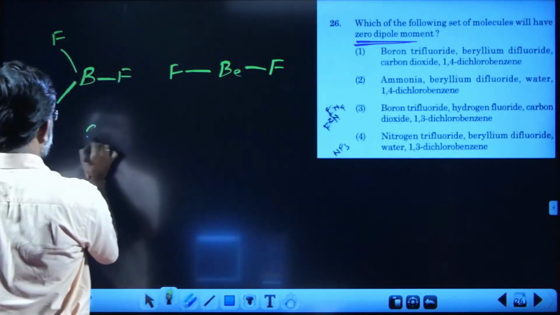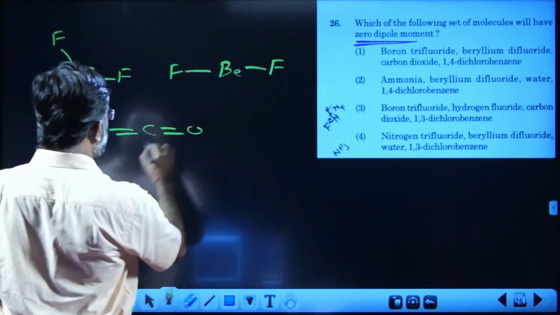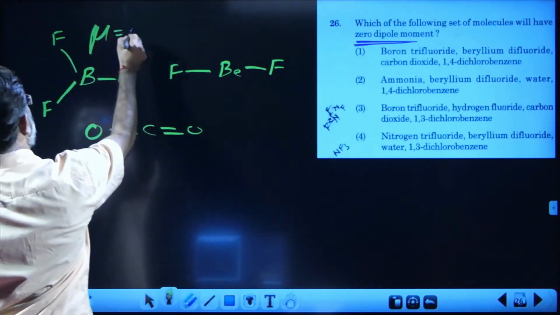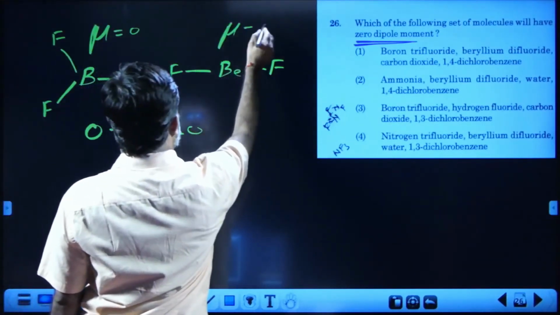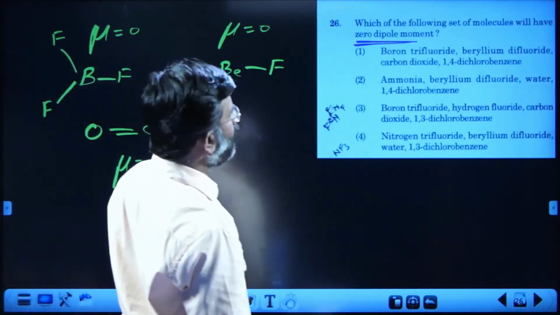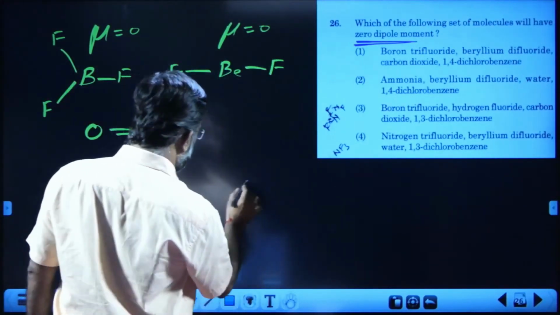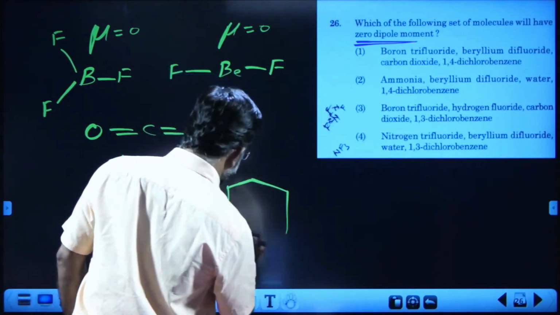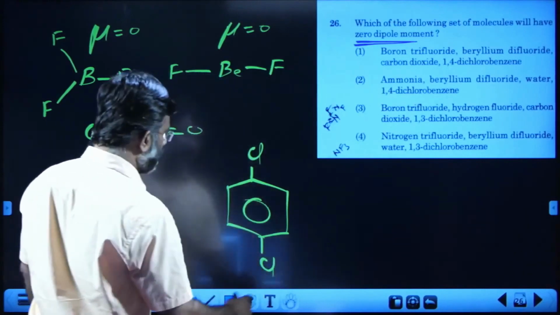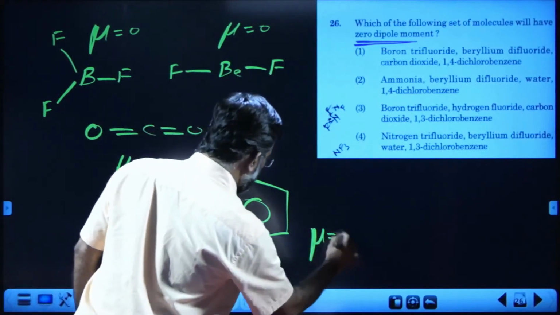Carbon dioxide, a linear molecule, mutual cancellation. So here the dipole moment is equal to 0. Here the dipole moment is equal to 0. Here also the dipole moment is equal to 0. And finally 1,4-dichlorobenzene, that too, and that itself is the correct answer, I believe. Here also the dipole moment is equal to 0.